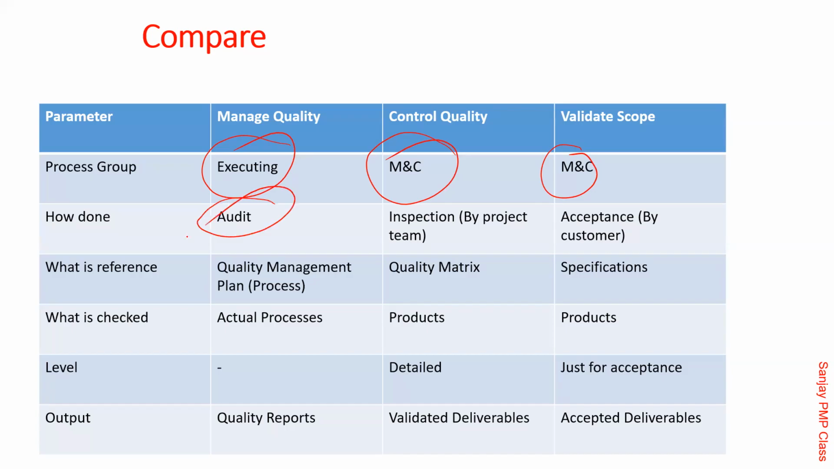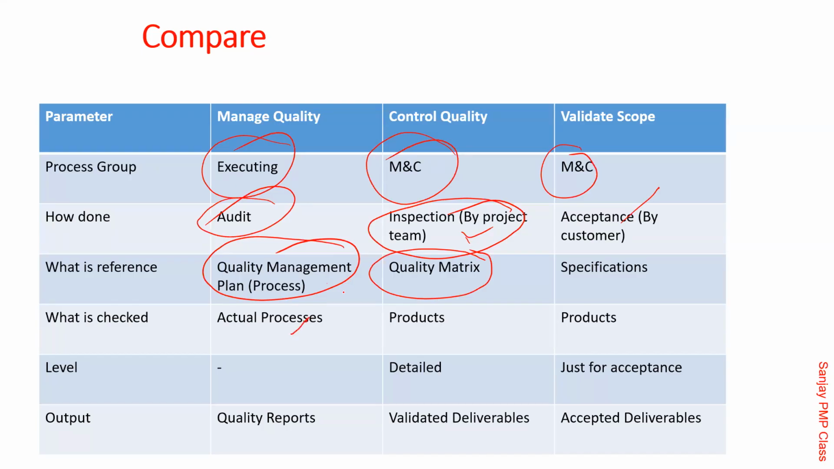How is it done? Manage quality is typically audit. Control quality is inspection. And validate scope is acceptance by the customer. Remember, here it is by the project team, not the customer. The quality management plan is created here. When you are checking something, it is always against something. The quality management plan specifies what the processes should be, and you do the audit against it. While quality metrics are the parameters of the product, and in control quality you check the product against the metrics.